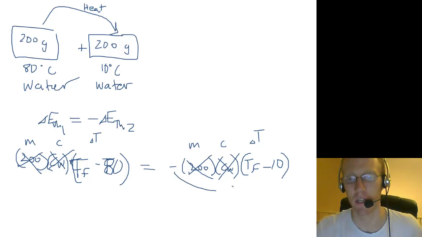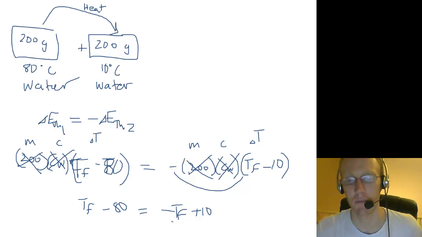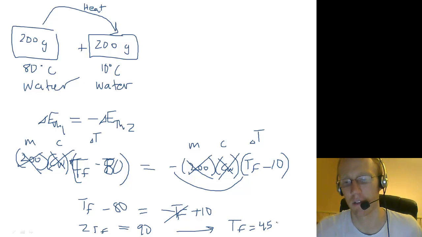I would distribute this minus sign here, and we get minus TF plus 10 equals TF minus 80. Okay, if we add TF to both sides, I get 2 TF on this side. If I add 80 to both sides, I get 90. Add 80 over here to the 10, you get 90. And you get that TF equals 45 degrees Celsius.